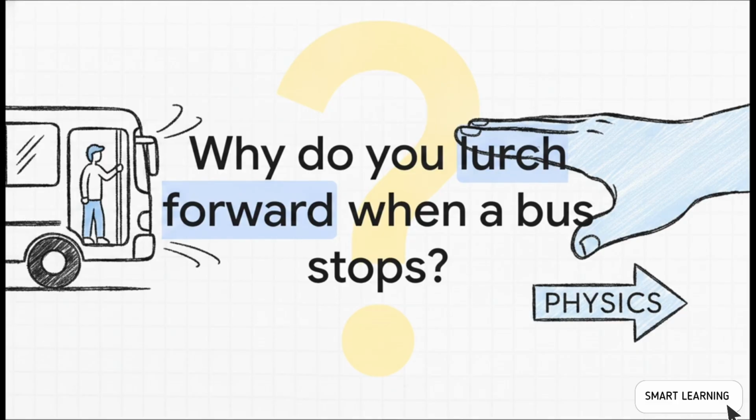Have you ever wondered why you lurch forward when a bus suddenly stops? Think about your typical morning commute. You're standing on a bus, totally relaxed, reading a book or listening to music. And out of nowhere, the driver just slams on the brakes. What happens? Your whole body violently lurches forward. It feels like an invisible hand just shoved you, doesn't it? But there's no hand. It's just physics.